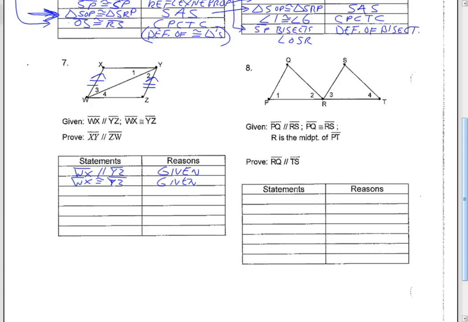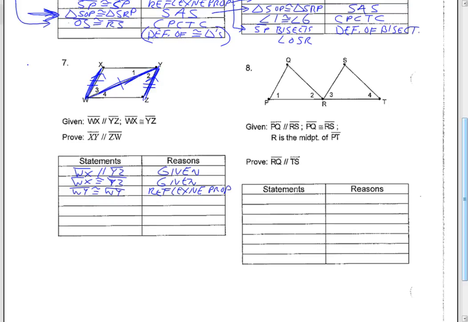What else do I need? There is a common side. So WY congruent to WY. And that's reflexive property. That's good. We've got parallel in there, and I see some Z shapes. But be careful. Which sides are parallel? Top and bottom or left, right? So darken those in. Complete your Z shape. What's caught by that Z?